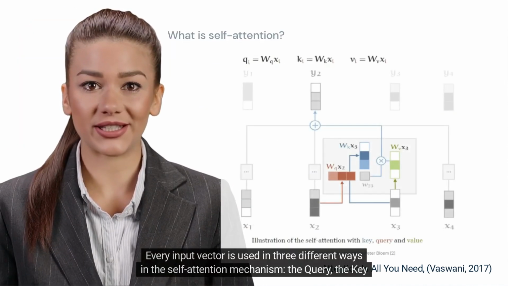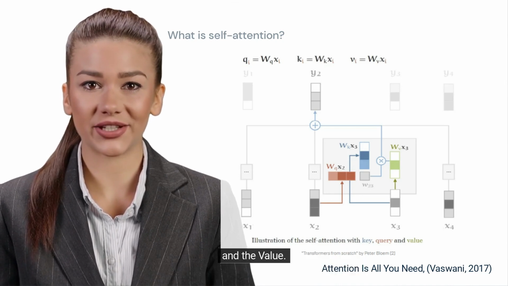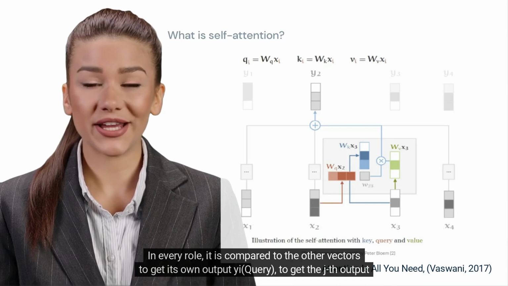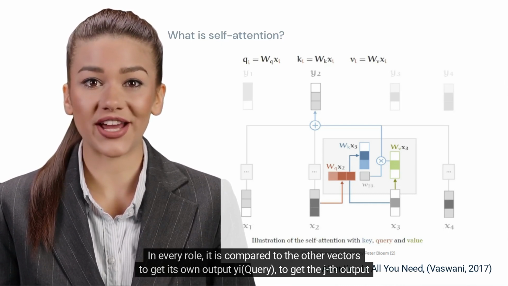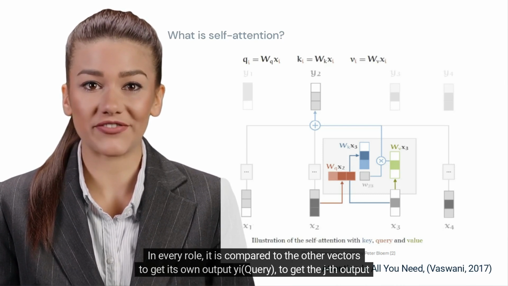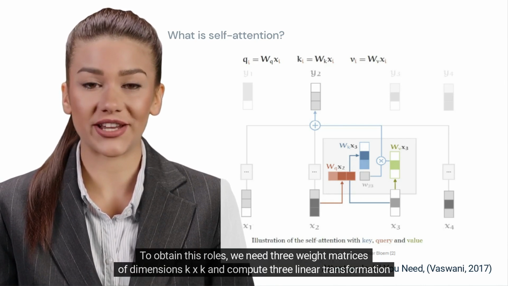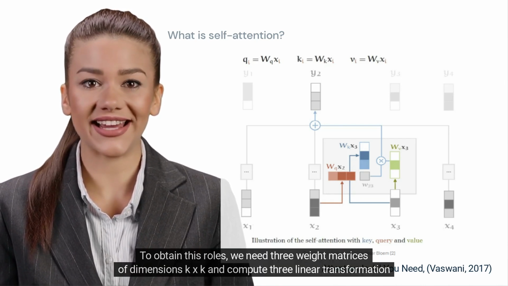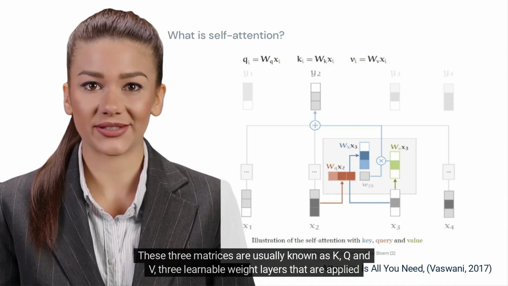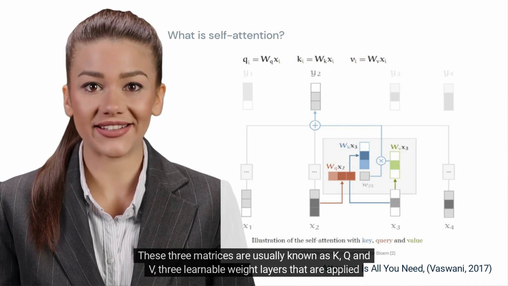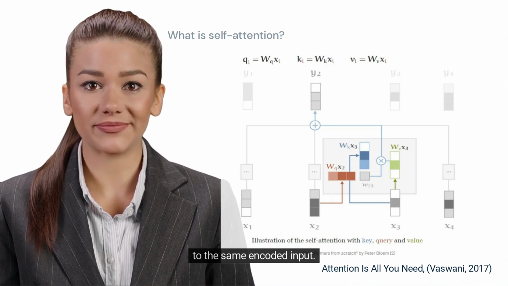Every input vector is used in three different ways in the self-attention mechanism: the query, the key, and the value. In every role, it is compared to the other vectors to get its own output: query, to get the jth output yj; key, to be compared against the query; and value, to compute each output vector once the weights have been established. To obtain these roles, we need three weight matrices of dimensions k x k, and compute three linear transformations for each input. These three matrices are usually known as K, Q, and V, three learnable weight layers that are applied to the same encoded input.